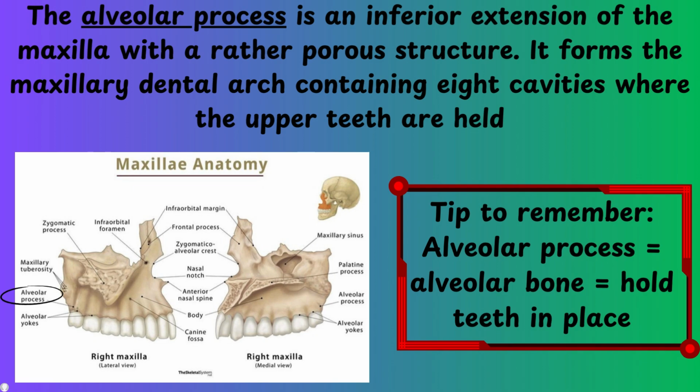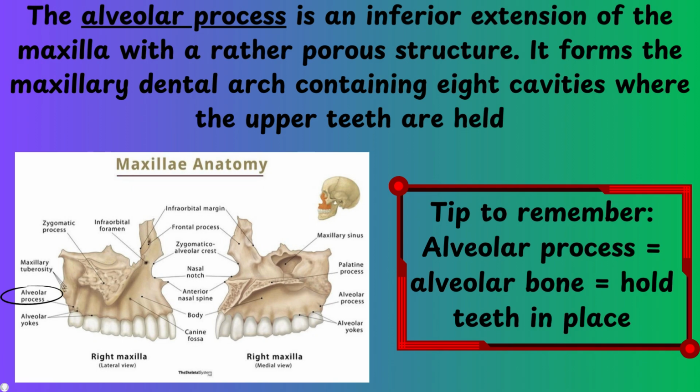The alveolar process is an inferior extension of the maxilla, so it is not like the frontal process, which is located superior. It is located down, so inferior, with a rather porous structure. Now, what do I mean by porous? Porous means it is a structure that is filled with holes, just like a sponge, similar to the alveolar process.